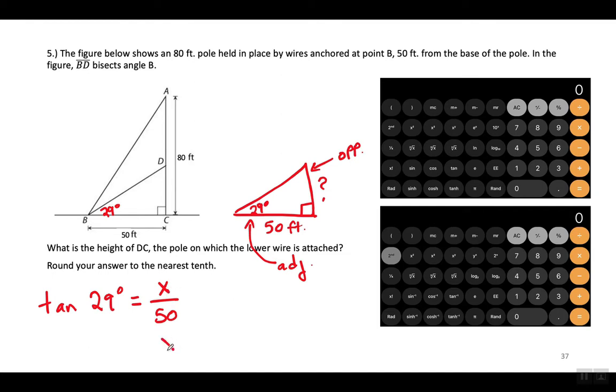Now to get x by itself, I have to move 50 to the left side of the equation and multiply it times the tangent of 29 degrees. We're going to use this button, not that one. There are two ways to enter it into the calculator. The easiest way to not make a mistake is to go from right to left. You would put 29, then hit the tangent button, then the multiplication button, then 50, and then equals. Again, 29 tangent times 50 equals.